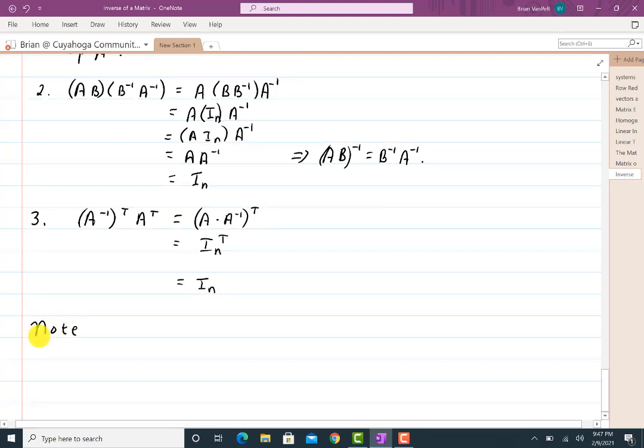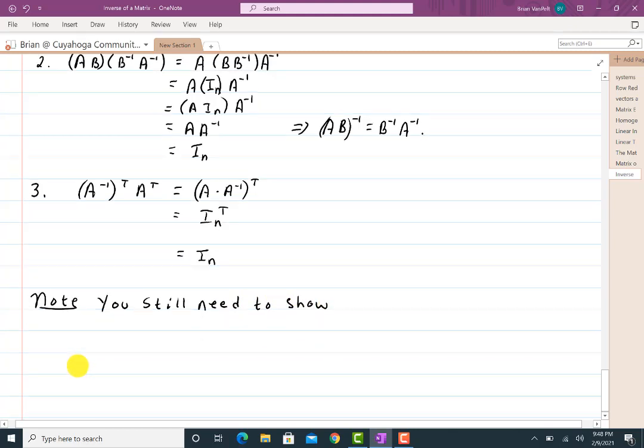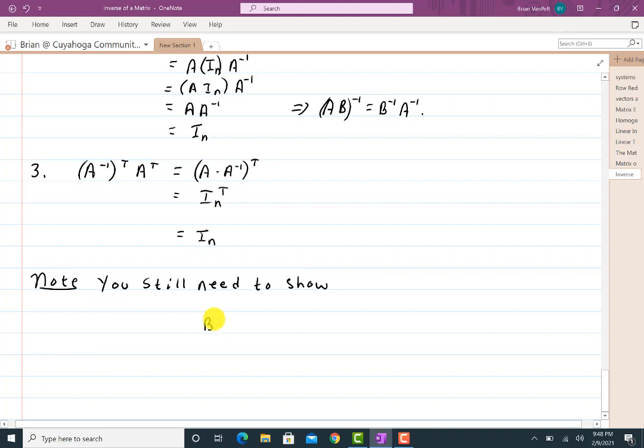Note, you still need to show that B inverse A inverse times AB is the identity matrix, and A transpose times A inverse transpose also equals the identity matrix. You can use pretty much exactly the same steps that I did, but I'm going to leave those for you.